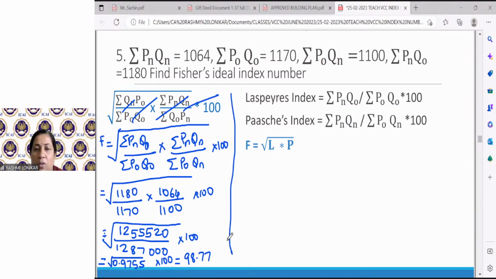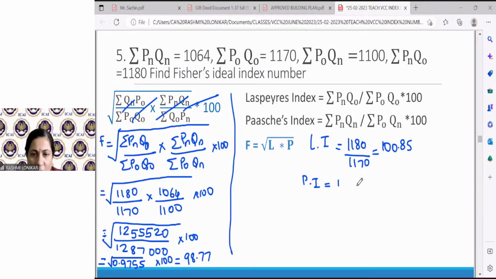Yes, very good. Now similarly, can we find out the last pair, so that you get practice of all the three calculations, and you are able to do them. Last pair is how much? PnQ0 upon P0Q0. PnQ0 is 1180, P0Q0 is 1170. This is equal to 1180 divided by 1170, 100.85.